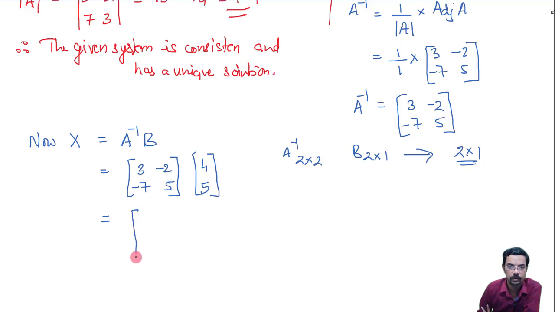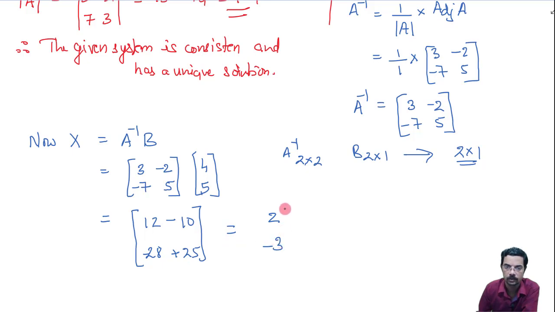So we have a 2 by 1 matrix left. So it will be 3 4s are 12 minus 5 2s are 10, and 7 4s are 28 negative, plus 5 5s are 25. So 12 minus 10 is equal to 2 and 28 minus 25 is equal to minus 3. Okay, so we have 2 and minus 3.